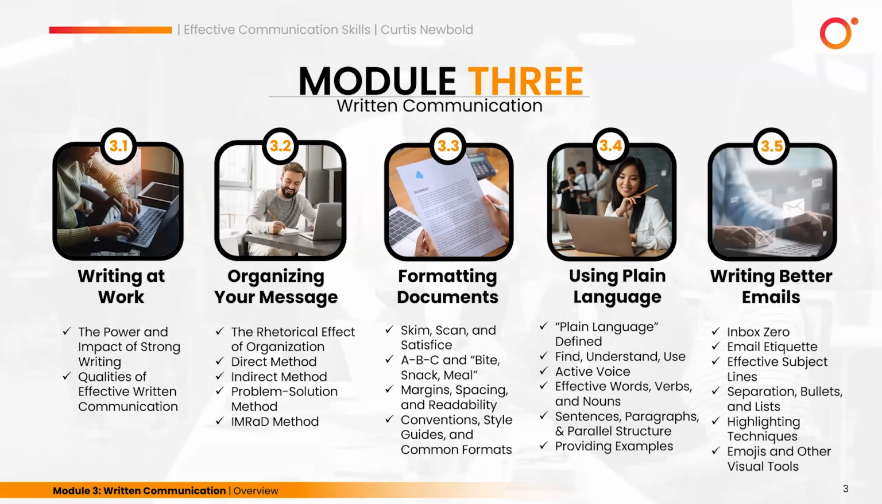And then lastly, in 3.5, we'll look at writing better emails. We'll talk about the concept of inbox zero. We'll look at email etiquette, best practices, effective subject lines, and we'll walk through separation, bullets, lists, some highlighting techniques, and then we'll talk a little bit about emojis and other visual tools in your written emails. All right, well, without further delay, let's go ahead and move into Module 3.1, Writing at Work.